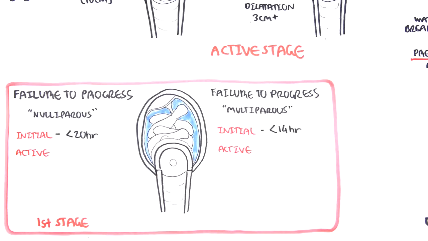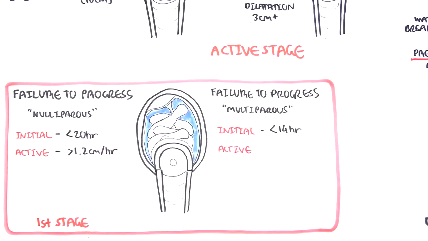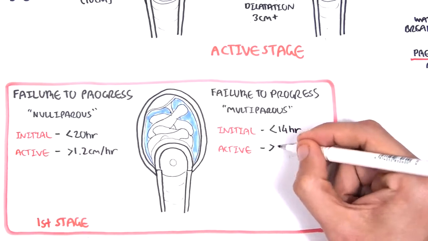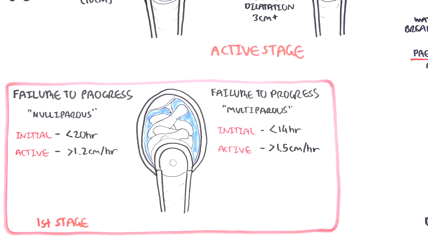Now for the active phase, which starts once the cervix is 3 centimeters dilated, the dilatation of the cervix is usually at a rate of at least 1.2 centimeters every hour for a nulliparous woman. However, for a multiparous woman, this is a lot faster, more than 1.5 centimeters per hour. And if it's a lot slower than this, it might indicate failure to progress and interventions might be needed.